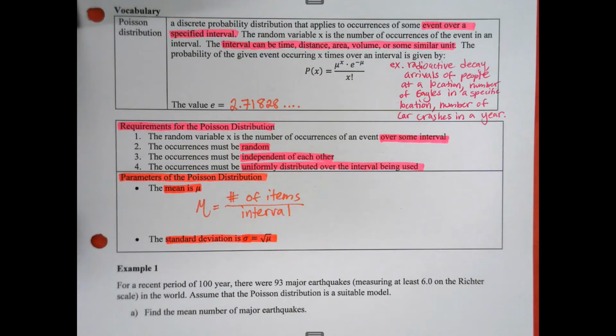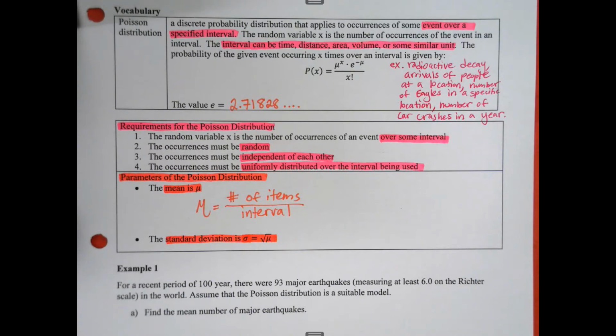A Poisson distribution is a discrete probability distribution that applies to occurrences of some event over a specified interval. The random variable x is the number of occurrences of the event in an interval, and the interval can be time, distance, area, volume, or some similar unit. The probability of the given event occurring x times over the interval is given by our equation.